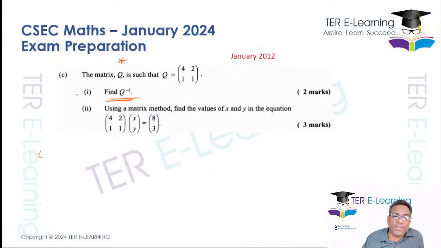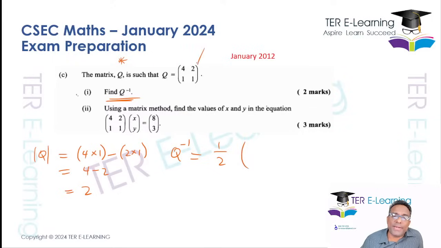The first thing I would do is find the determinant of Q. That's going to be 4 multiplied by 1 minus 2 by 1. So this is 4 minus 2, and you're going to get 2. Now the inverse is going to be 1 over the determinant, which is 1 over 2.